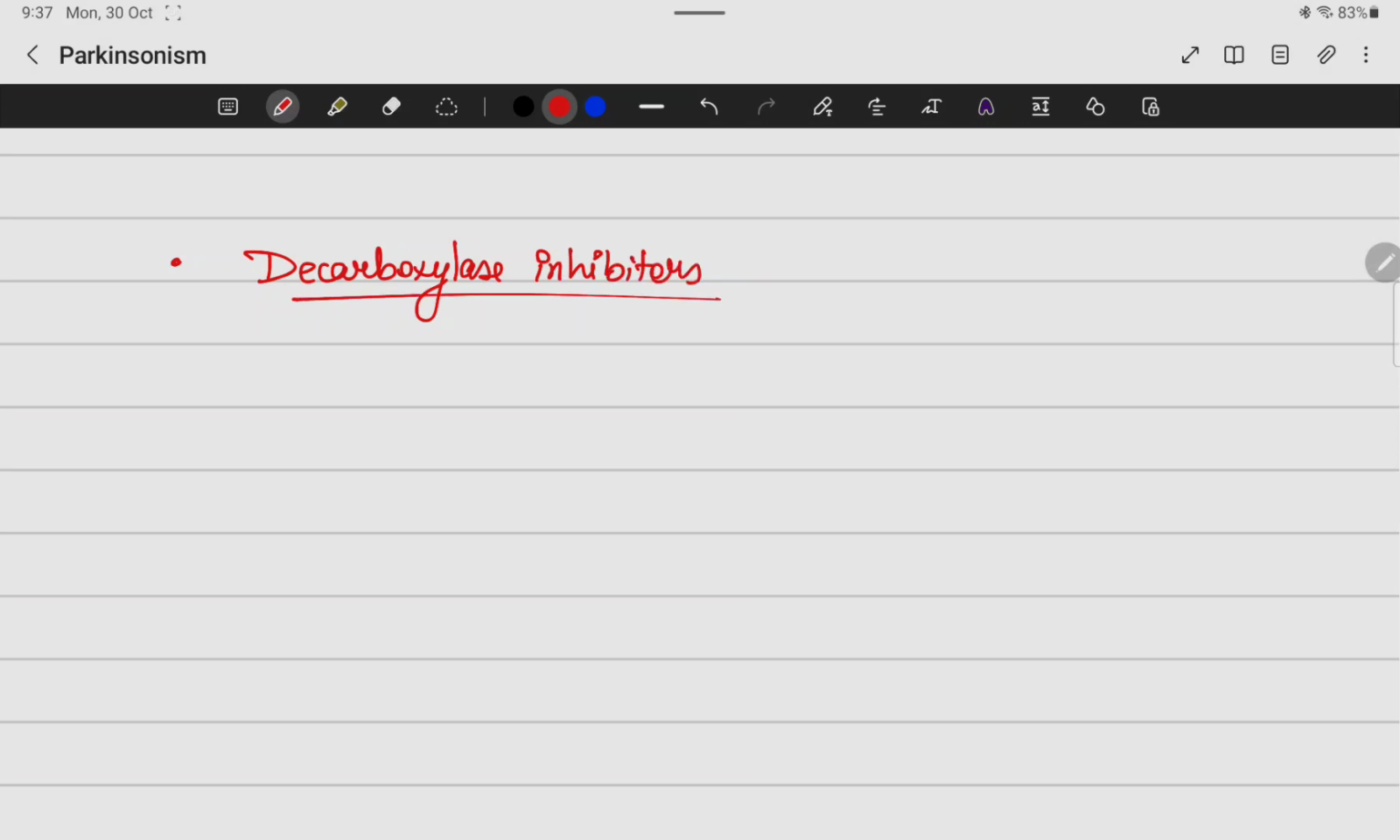These inhibit the dopa decarboxylase enzyme. So the levodopa, which got converted into dopamine very fast in the periphery, now has this unnecessary conversion slowed down, and more of your levodopa is available for the brain to convert to dopamine, right? Examples of these drugs are carbidopa and benserazide.